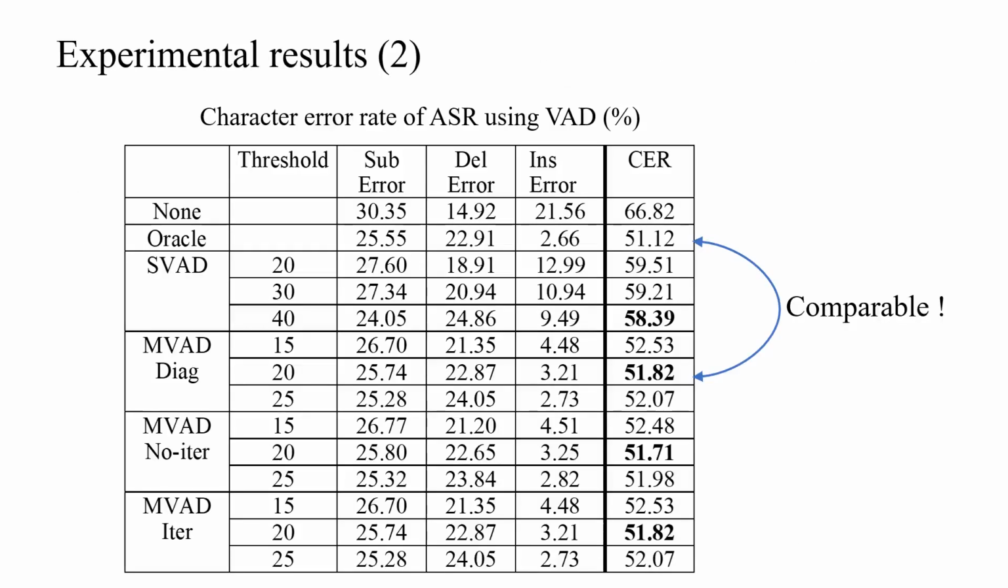This table summarizes the results of the automatic speech recognition with or without VADs. None case does not use any segmentation for the transcription. Oracle case uses the manual segmentation. So this is considered as the upper limit of this test set. As a result, we found that the multi-channel VAD works very well, and its performance is almost equal to the upper limit, even without training.